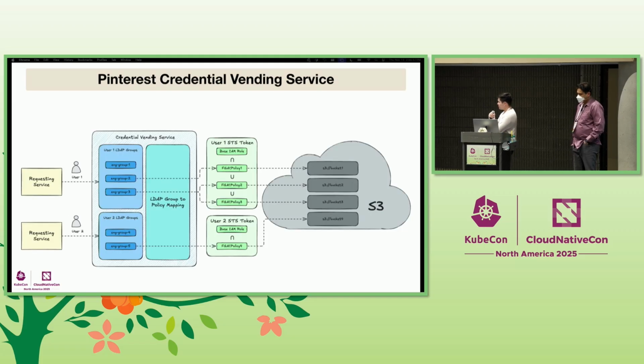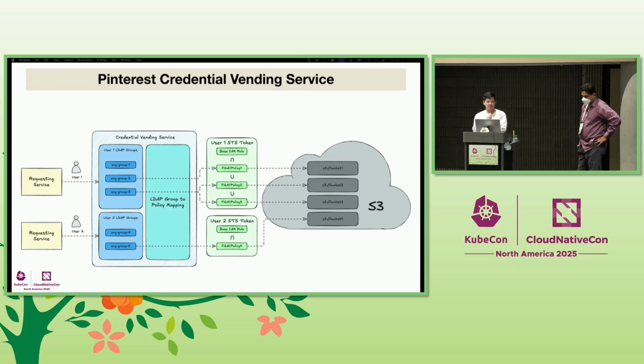Great, so we skipped over this earlier, but now we can go back to the credential vending service, which we touched on in a previous diagram. The credential vending service, or CVS for short, is a data privacy service which maps Pinterest LDAP users to permissions in AWS and STS tokens. CVS takes in authenticated requests and looks up the LDAP group for the requester. The LDAP group in this case can either be a human employee or a service account representing a service or workload. CVS maintains a mapping from LDAP groups to S3 policies.